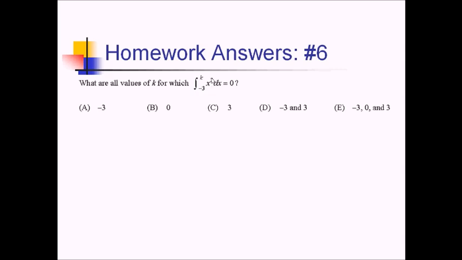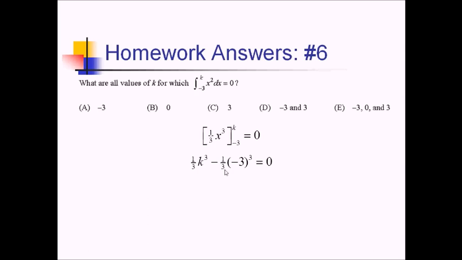Bumping up my exponent to a 3 and dividing by 3, that's going to be 1/3 x to the third. Again, evaluating that from negative 3 to k. And this is, again, an equation, so this equals 0. These two things are equivalent. Now let's plug in k and negative 3. So I'm going to have 1/3 k cubed minus 1/3 times negative 3 cubed.